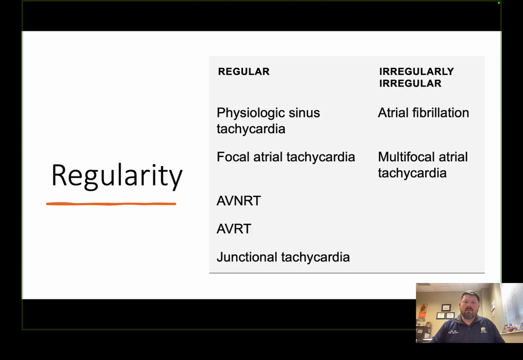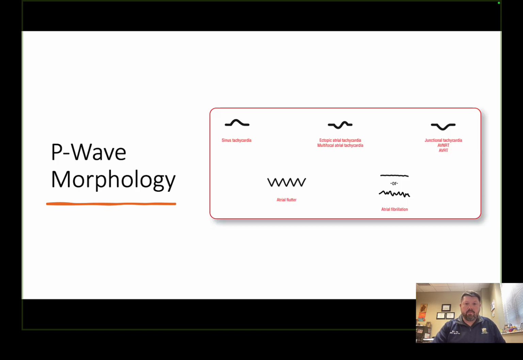Regularity. So most of your narrow complexes are going to be regular, with the exception of atrial fibrillation and multifocal atrial tachycardia, and these would be considered irregularly irregular.